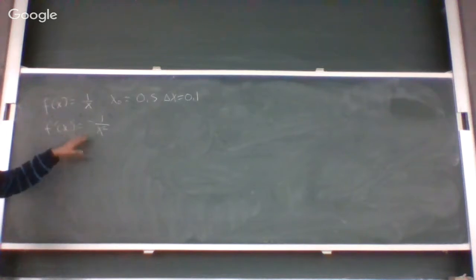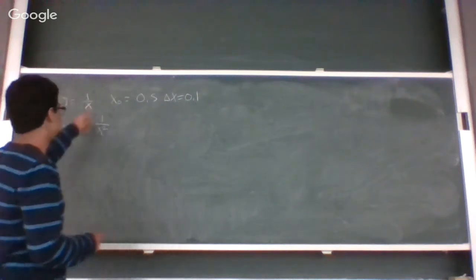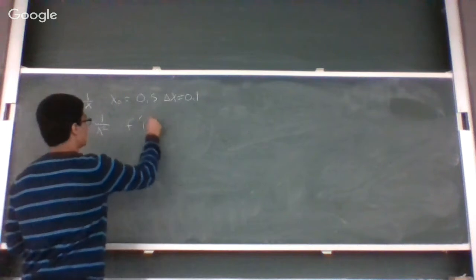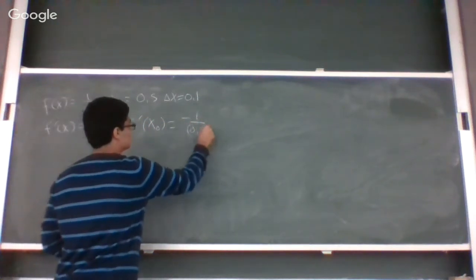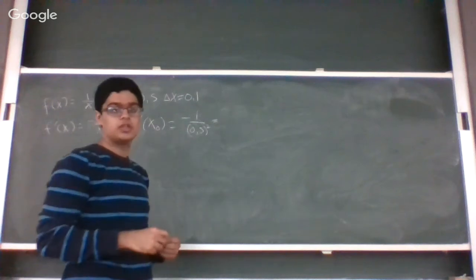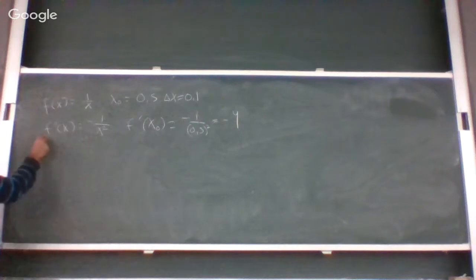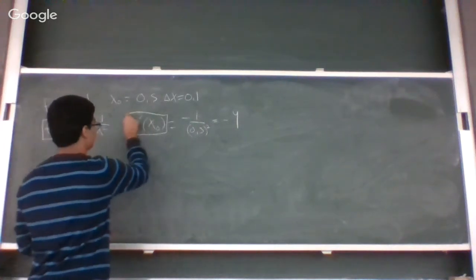Do you guys want me to review this one? No? Okay. We're going to keep going. Because this is just x to the negative 1, and then you follow the rule. So f prime at x naught is equal to negative 1 over 0.5 squared. That's equal to negative 4. So right here, we found f prime of x and f prime at x naught.